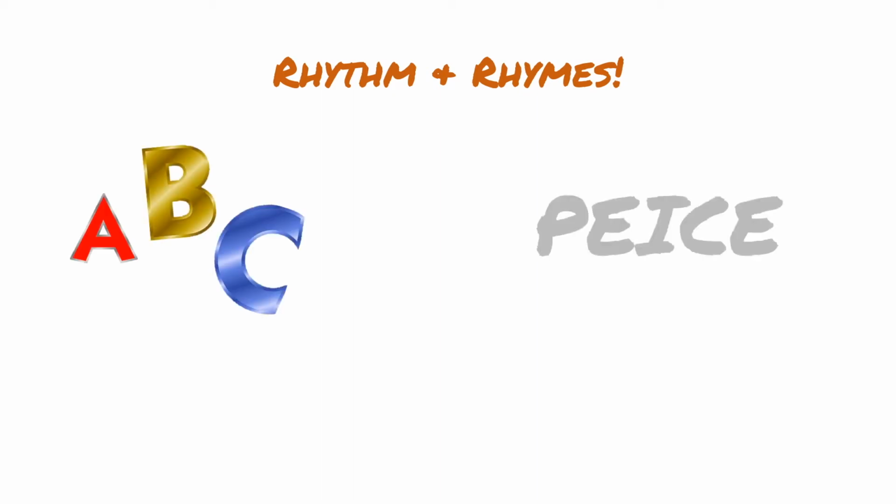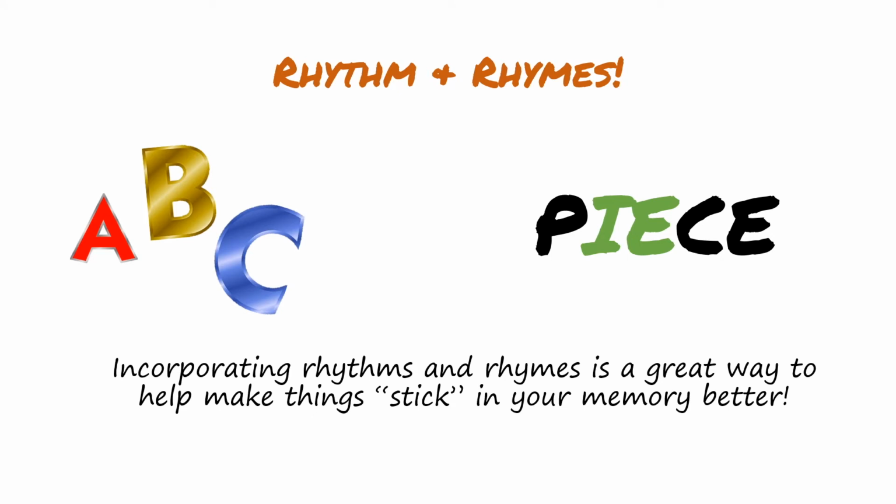The first mnemonic strategy that we're going to cover is the use of rhythms and rhymes to improve declarative memory. Some classic examples you may be familiar with are the songs we use to remember the order of the alphabet and the rhyme I before E except after C. Incorporating rhythms and rhymes is a great strategy to help solidify declarative memory, so the next time you find yourself struggling to make something stick, see if you can use a rhythm or rhyme to help.